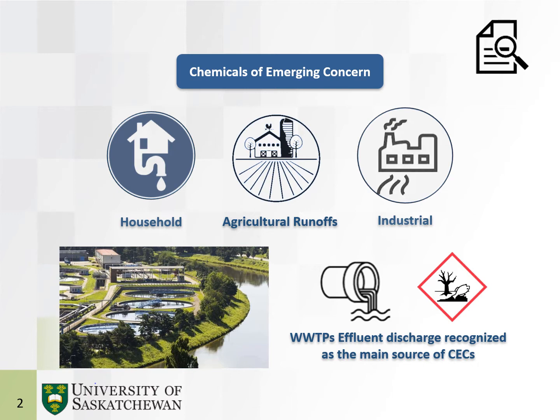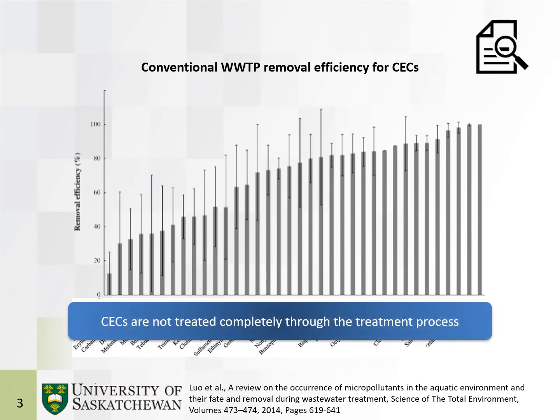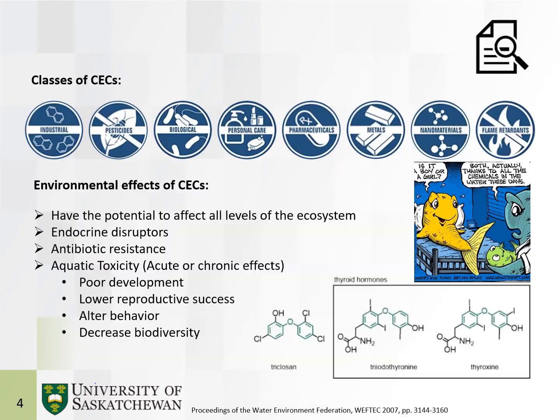In Canada, of 5,800 treatment systems, only 25% are taking advantage of advanced removal systems, while the rest are either not treated or processed in a conventional activated sludge type system. So the chemicals are being released into the environment through the effluent stream or the sludge. Here you could see a review study on removal rates for a wide range of emerging compounds through conventional activated sludge type systems. As you could see, emerging compounds are not treated completely through the treatment process.